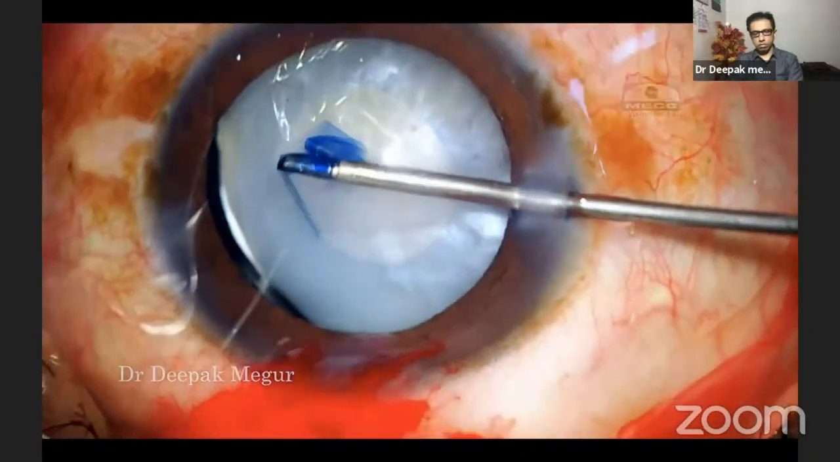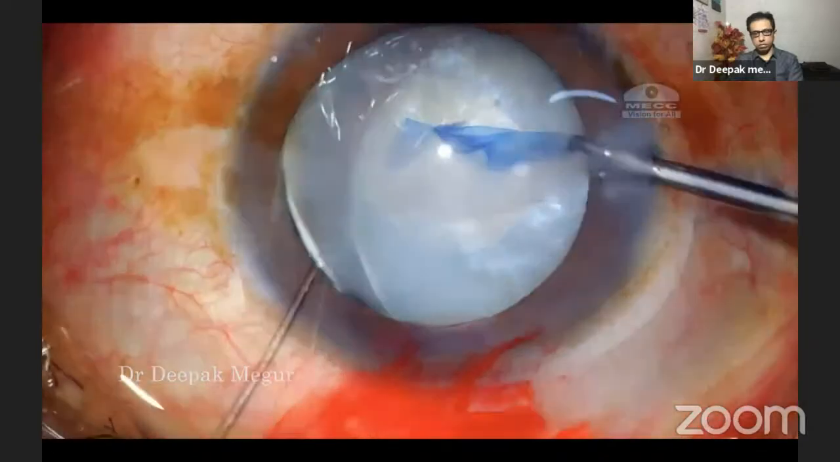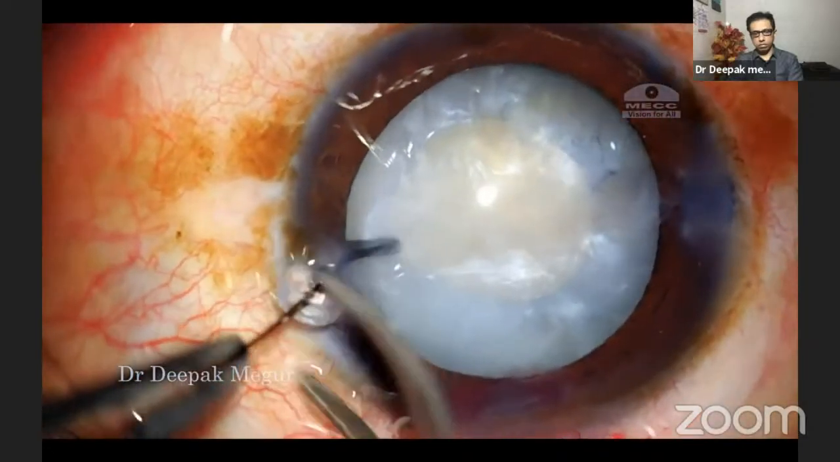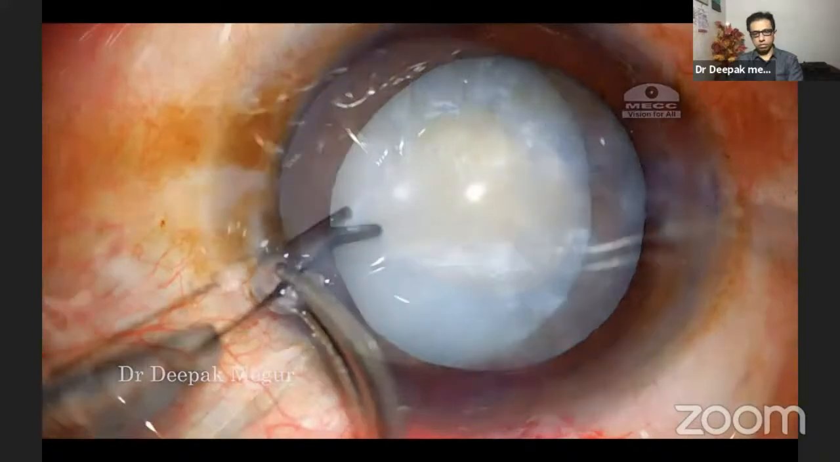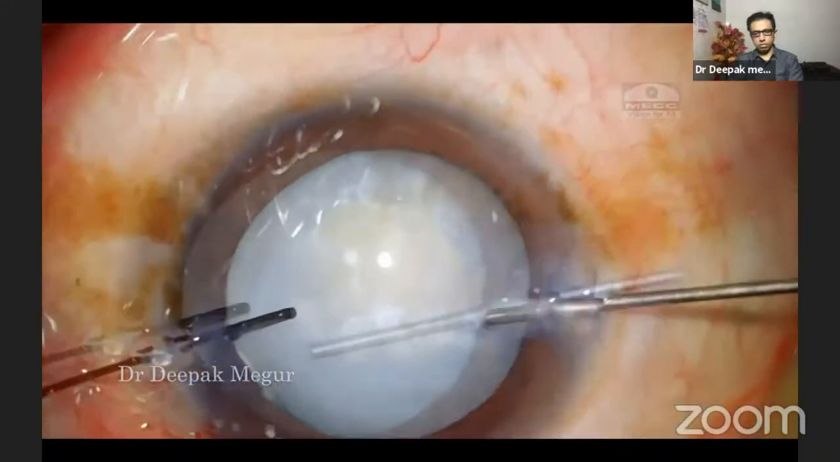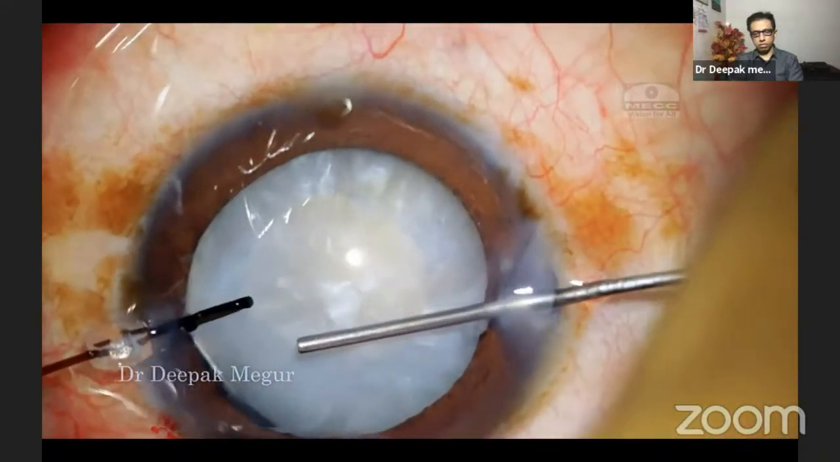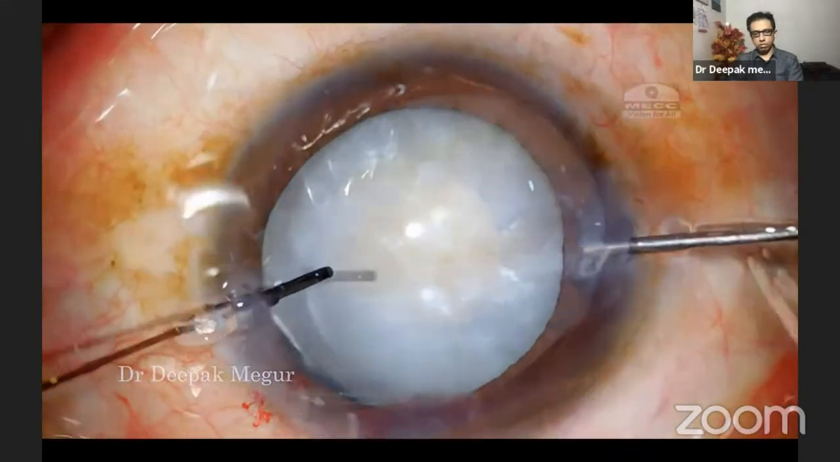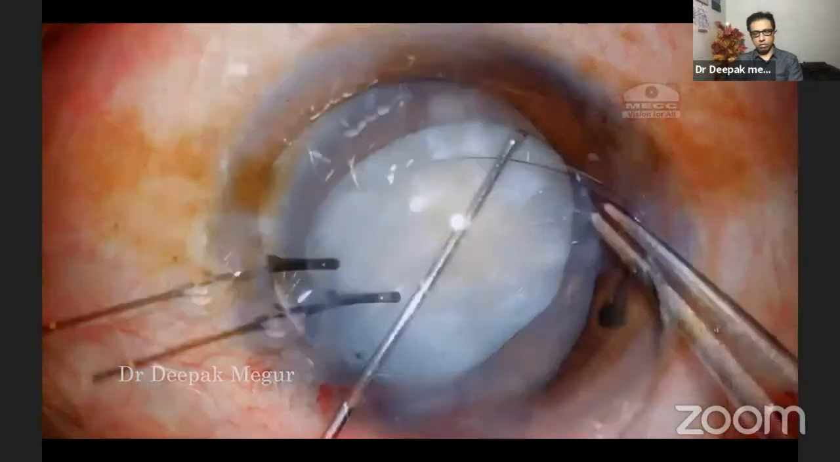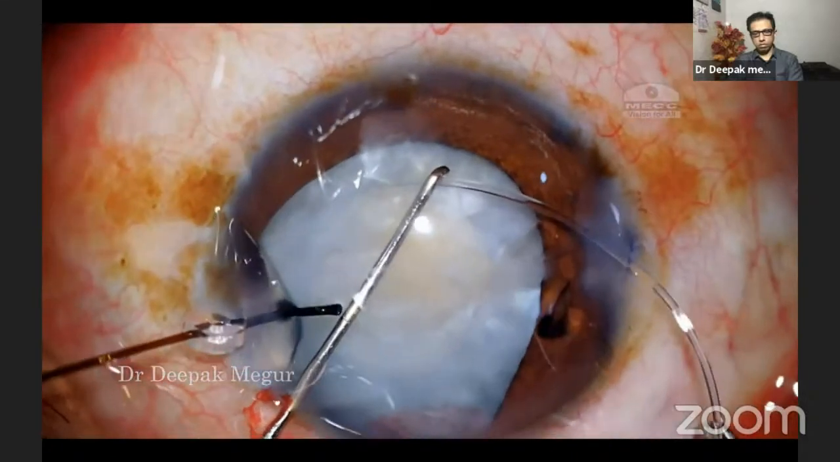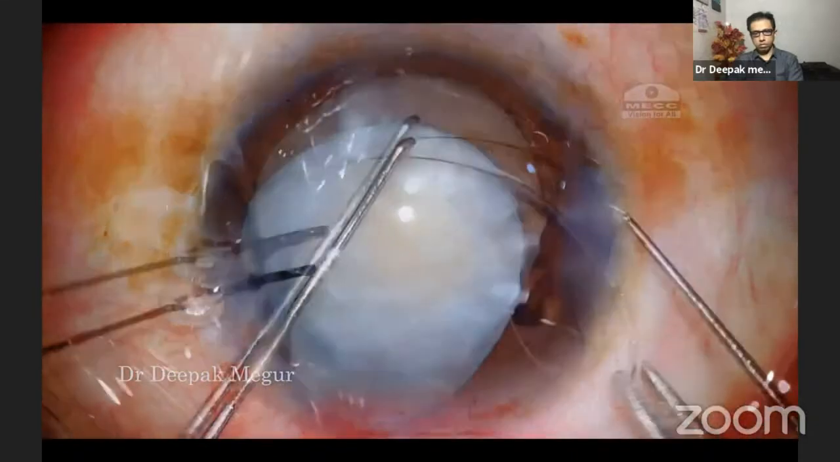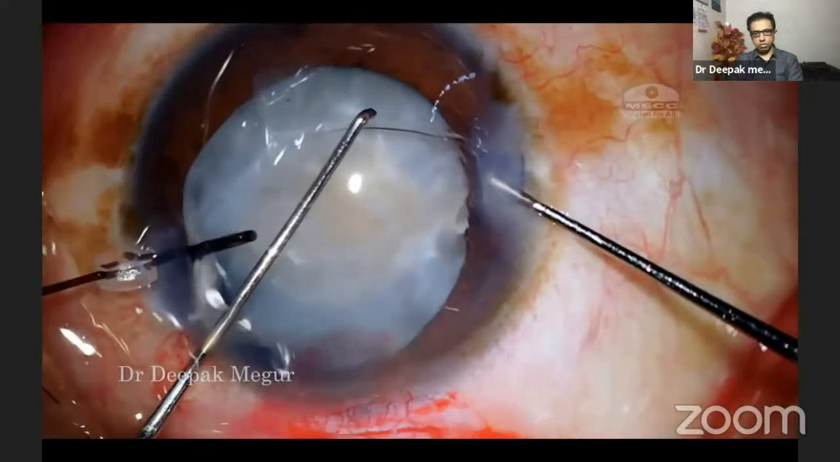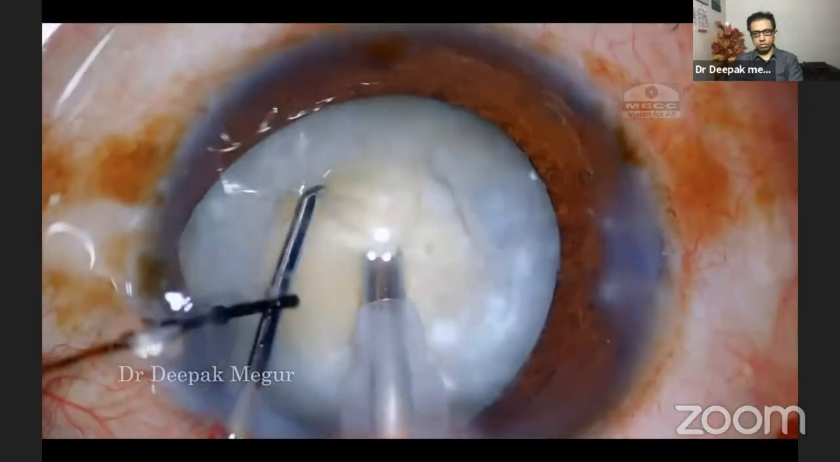So the rhexis is completed. Capsule hook to engage that area with the zonular dehiscence. I'm making another side port to introduce my chopper. Again, I'm using dispersive OVD to block that area. So now I'm implanting the CTR. I always support the ring with my left hand using a Sinskey hook. And the last part of the ring is dialed in by using another Sinskey hook. And my strategy is to do a direct chop.